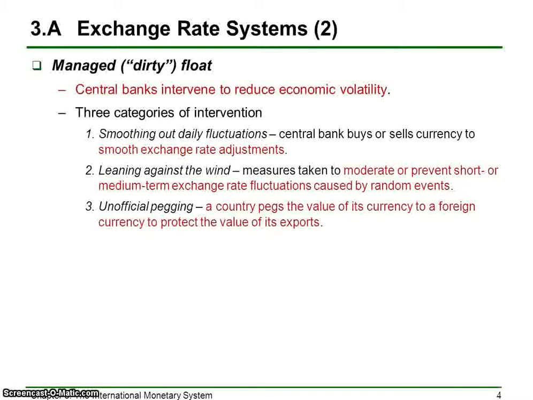Third intervention, unofficial pegging. In this intervention, a country pegs the value of its currency to a foreign currency to protect the value of its export. For example, Malaysia implemented unofficial pegging during the period of the Asian financial crisis in 1997. I'm now showing you the financial crisis of 1997 that happened in Asia.